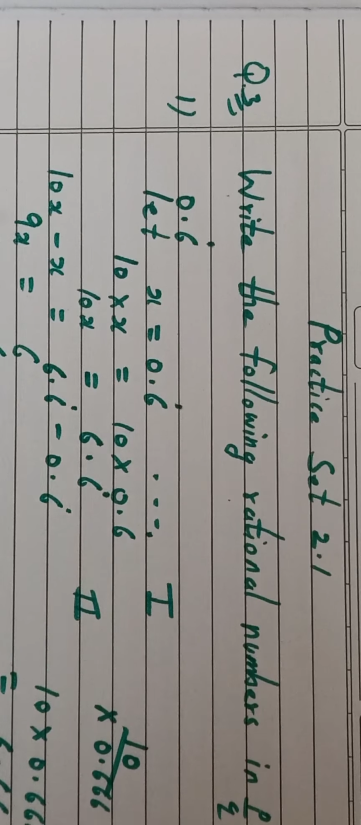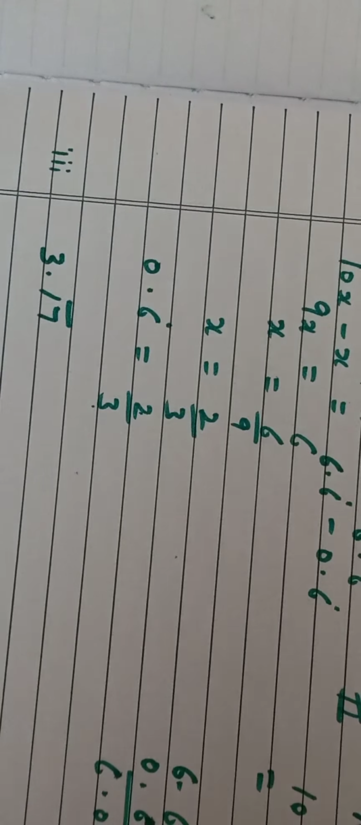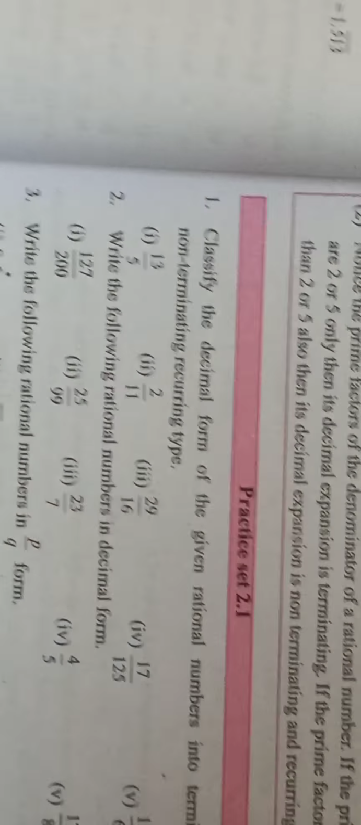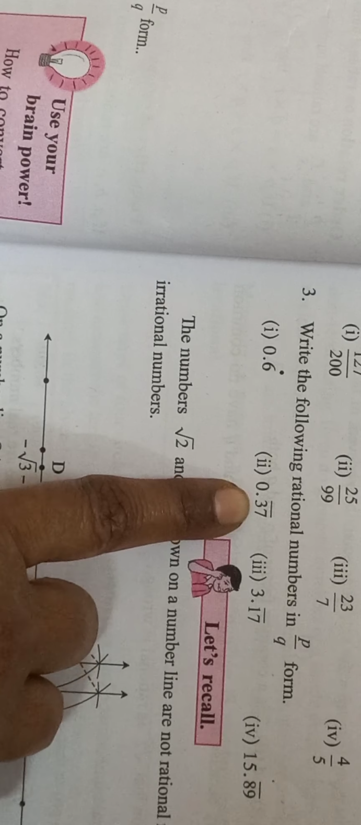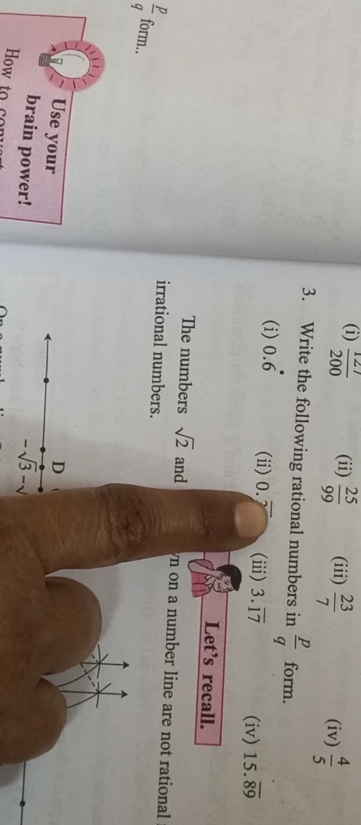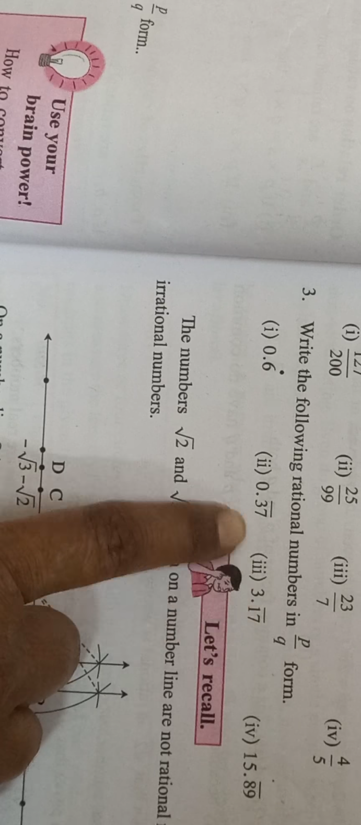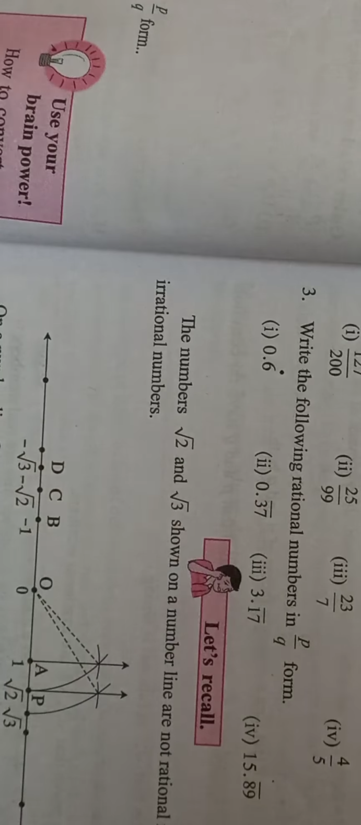So see students, now practice set 2.1, question number 3. First example we have done. Second you can take as homework because that is very simple, and the third one I am going to do. See here, practice set 2.1, third example. For the second, after the decimal point 37 is recurring, and here after the decimal point 17 is recurring. So they are of the same type. One I am showing you, one you can do on your own.